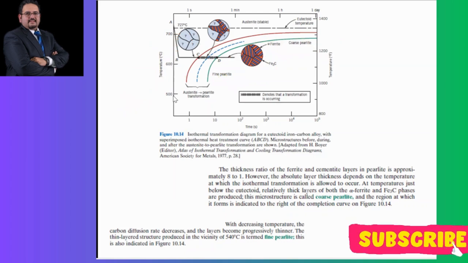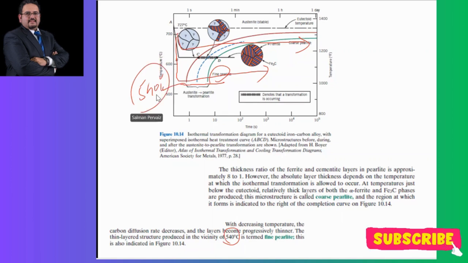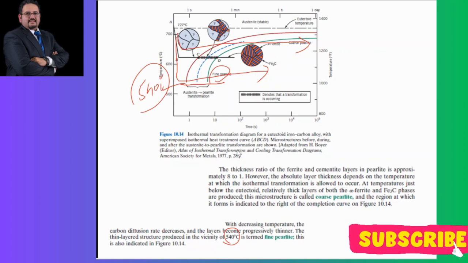Professor, this is valid for the 540 temperature. So if you're coming and going like this, it is going to give you coarse pearlite. If you're going like this, it is going to give you fine pearlite. And this boundary will stay valid around 450 degrees C. So if you have a temperature range around 540 degrees C, then it is going to give you the fine pearlite.